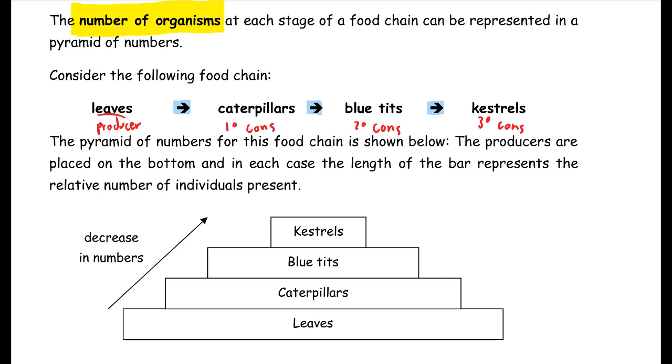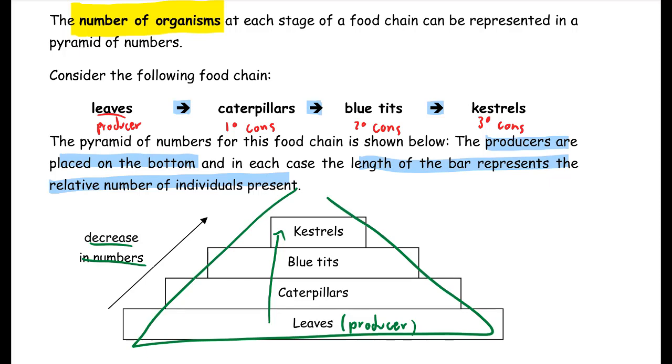In each case, the producers are placed at the bottom, and the length of the bar represents the relative number of individuals present. So what we can see here is the producer, which is the leaves, is always at the bottom. So the flow of energy goes up this way. And usually in a pyramid of numbers, as you go up the pyramid, the numbers decrease. Sometimes it's not like that, so we're just saying that most of the time we see a decrease in numbers. So generally they are pyramid shaped.